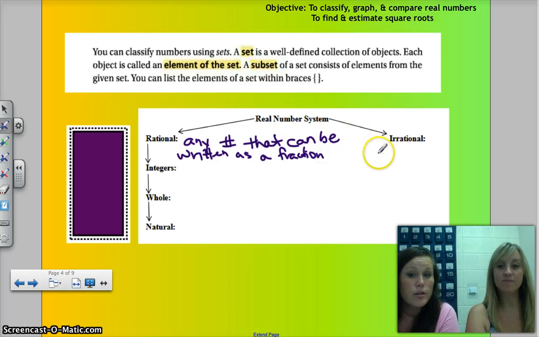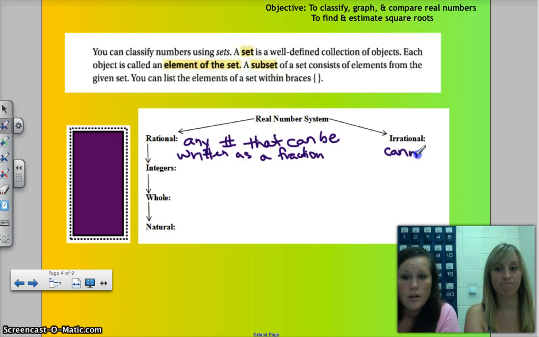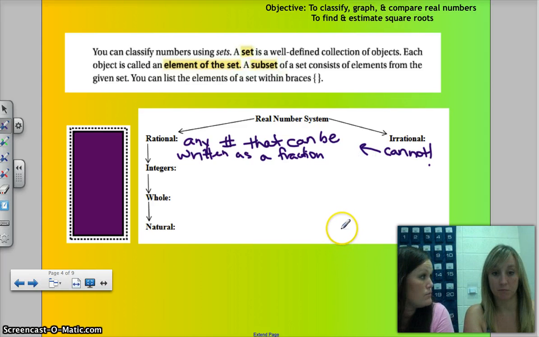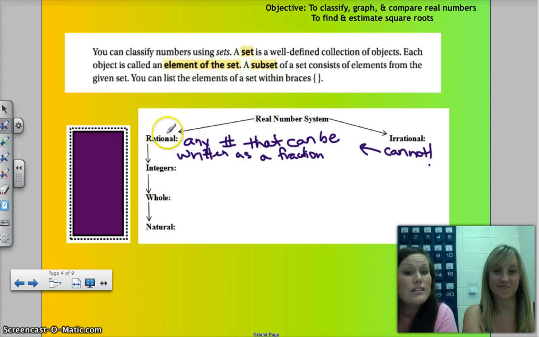So an irrational number is any number that cannot... I'm just going to write "cannot" and draw an arrow to there. Perfect. Okay? Integers. Integers are also rational numbers. So a subset of the real number system, one subset is rational numbers. The next subset under rational numbers is integers.